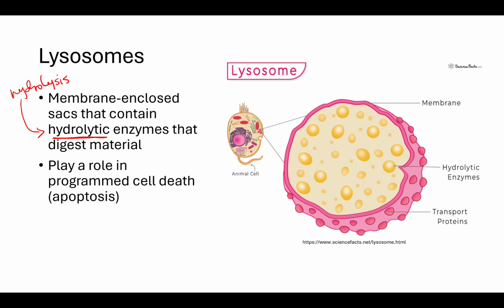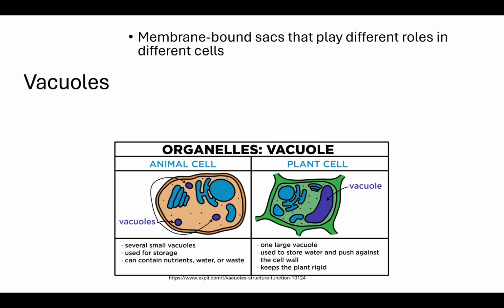These are found in mostly animal cells, some fungi and protists as well. They're not found in prokaryotes or in plant cells for the most part. They can also play a role in apoptosis, which is programmed cell death. So the digestive enzymes in them can be released into the cell to help start breaking it down if the cell needs to basically be sacrificed for the rest of the organism to survive.